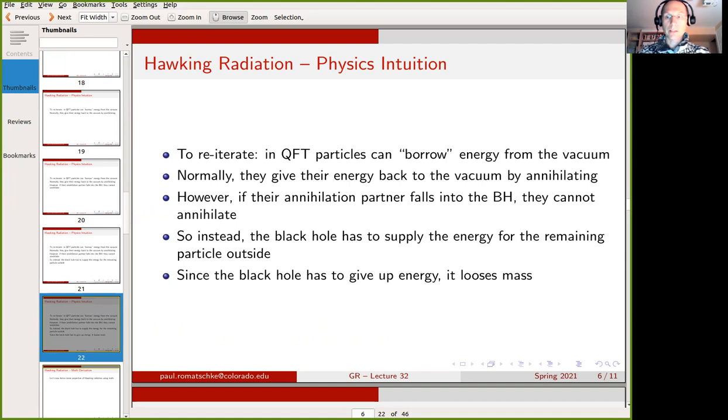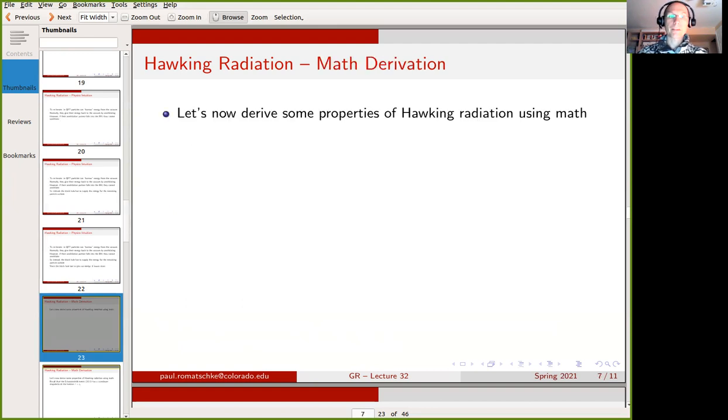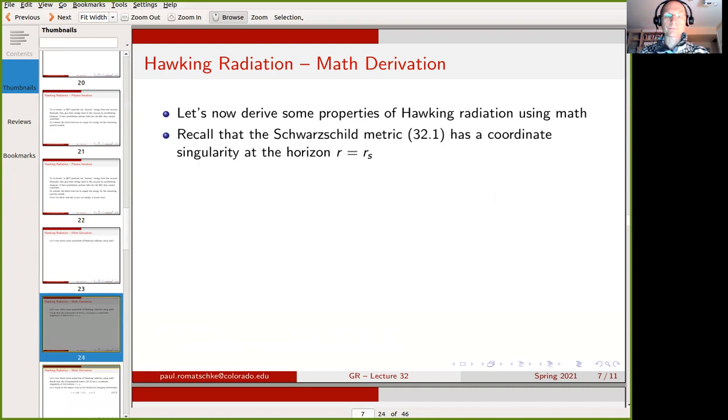Because the black hole has to pay the energy that has ended up in the particle that made it out, the black hole loses energy. Because it loses energy and energy is equal to mass, that means that the black hole loses a little bit of mass. So that's basically the physics intuition about what Hawking radiation is. But we want to dig a little deeper and also derive the mathematical process using some of the tools that we have at our disposal.